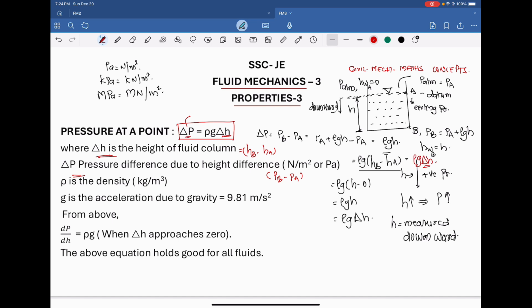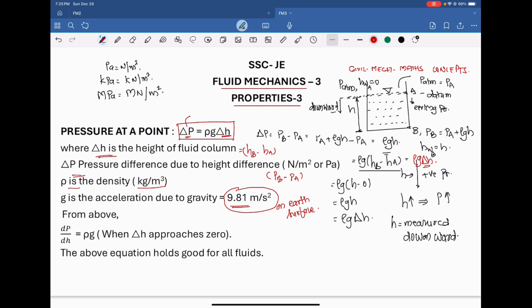Rho is the density in kg per cubic meter in SI units. G is the acceleration due to gravity on the surface of the earth. The average value of G is 9.81 meter per second square. We are not taking the G value above the earth surface and below the earth surface. It is on the earth surface. Be very, very careful while defining the quantities, because below the earth surface also G varies, above the earth surface also G value varies.